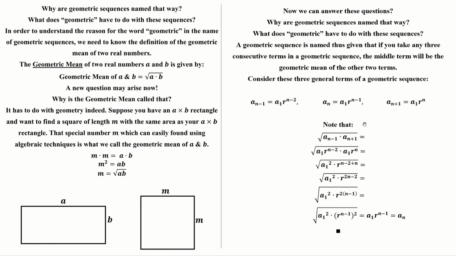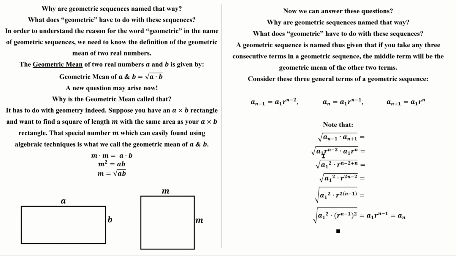Now we're going to show that if you take the square root of the product of the term before an and the term after an, you actually end up with an, which is the geometric mean of an minus 1 and an plus 1. So note that if we take the square root of an minus 1 times an plus 1, that means the square root of what is an minus 1? It's a1 r to the n minus 2 times what is an plus 1? a1 r to the n.